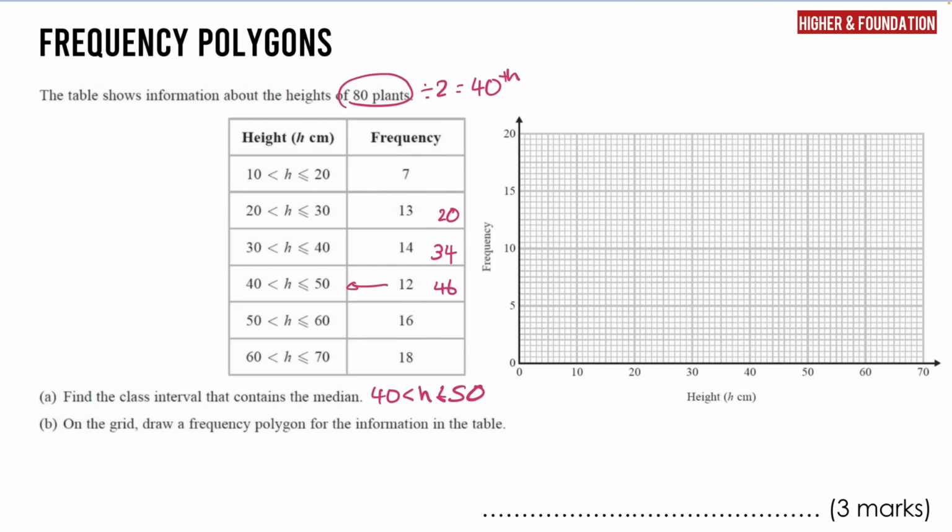For part B, it does ask us to draw the frequency polygon. To do that, we plot using midpoints.